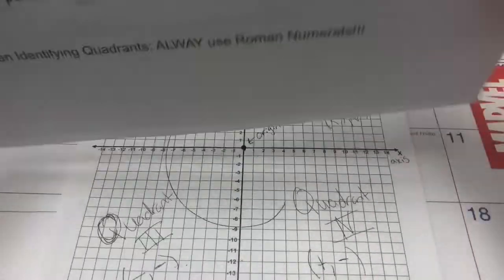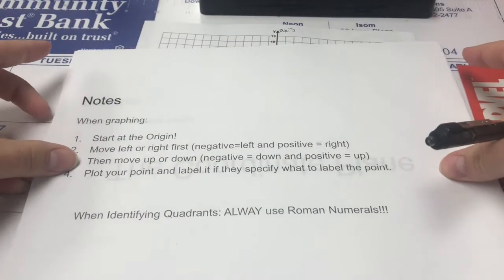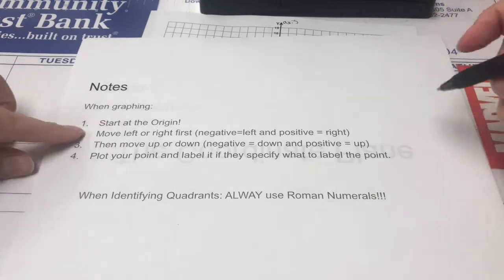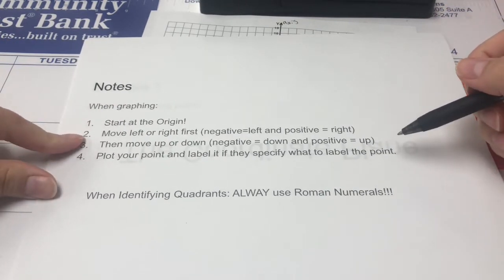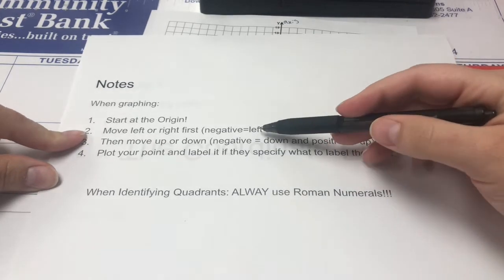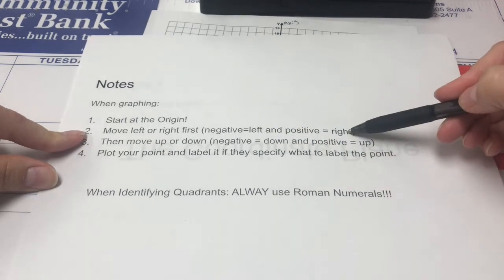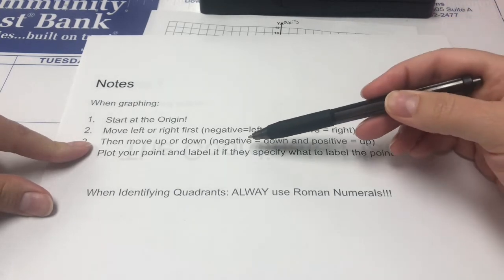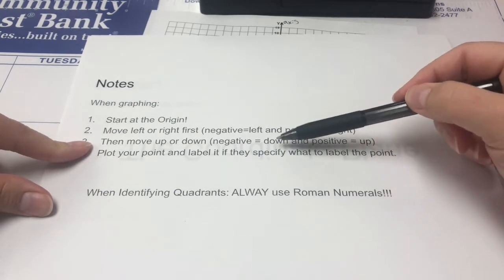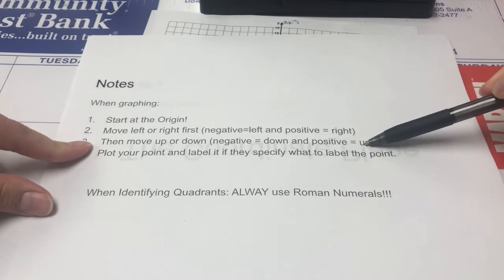Okay, so just some fun reminders. When graphing, you're going to start at the origin. Then you're going to move left or right first. So negative, you move left. Positive, you move right. Then you're going to have to move up or down. Negative is down, positive is up.